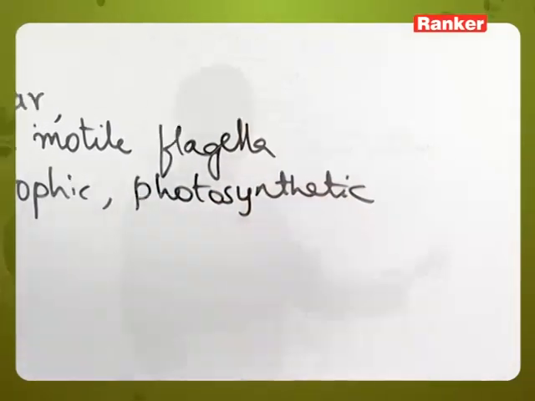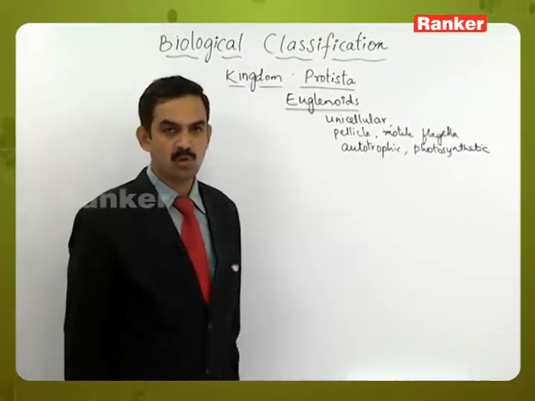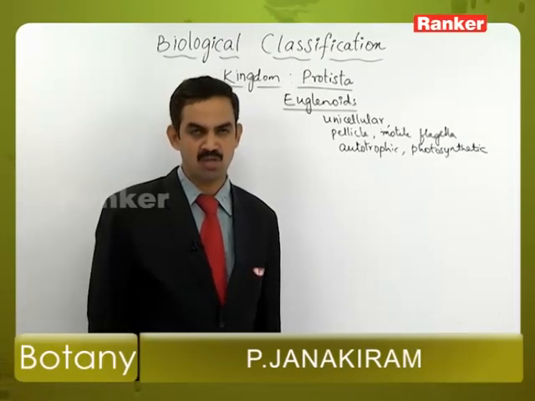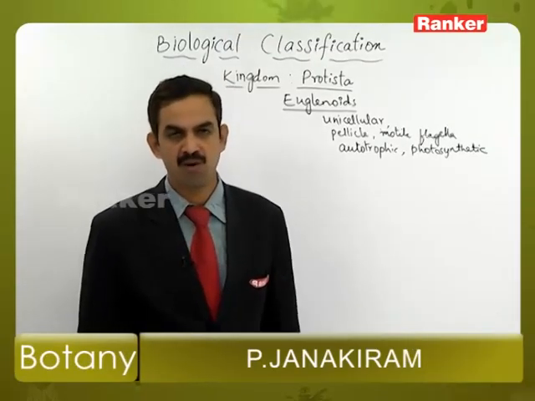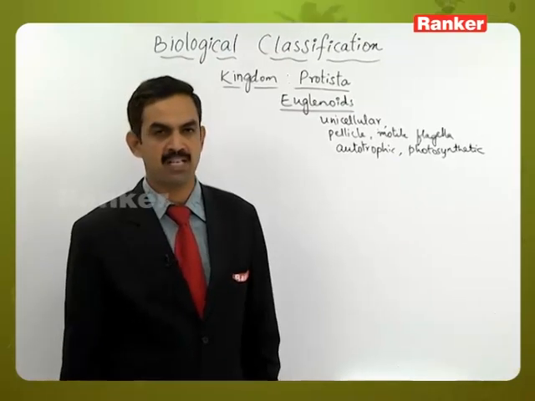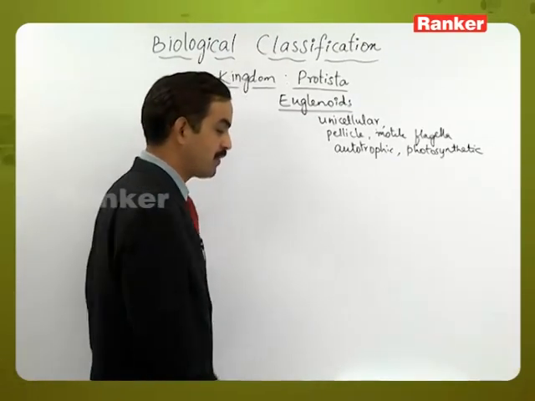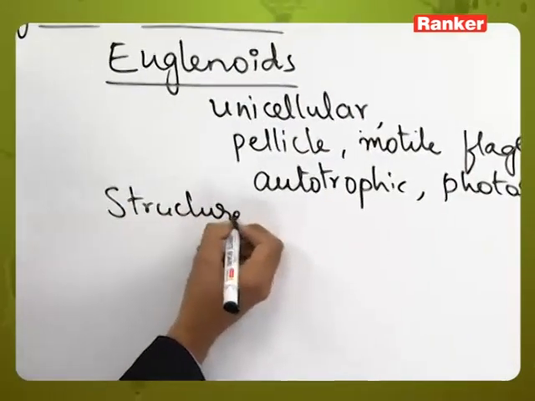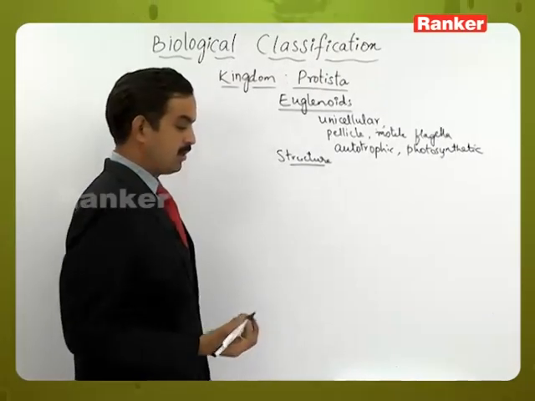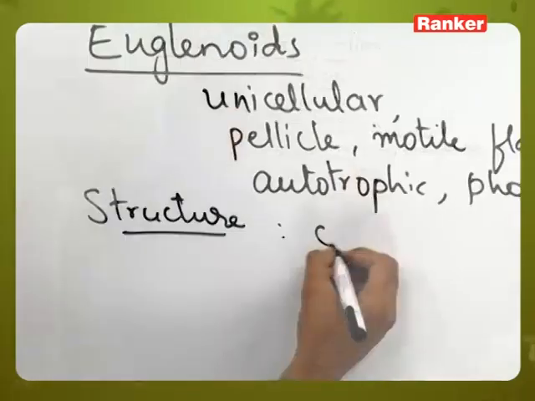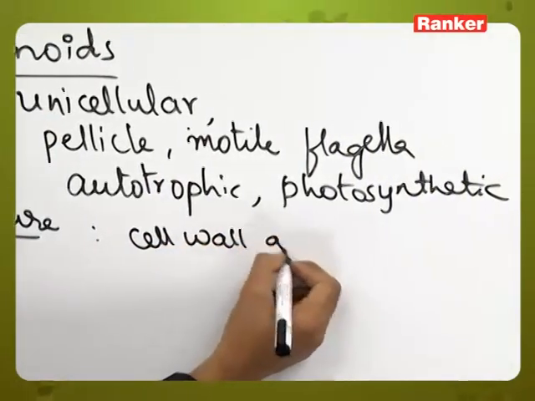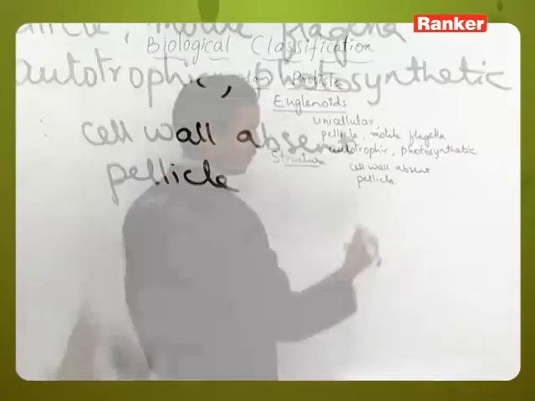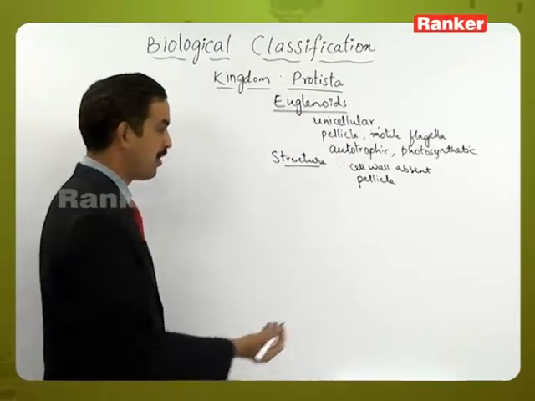But Euglena, for example, will show the mixotrophic type of nutrition depending upon the availability of light or not. So sometimes it may perform photosynthesis and sometimes it may be saprophytic in nature also. So if you see the structure of euglenoids, the main character is that the cell wall is absent, and it is surrounded by a special membrane structure called a pellicle, which is made up of protein.